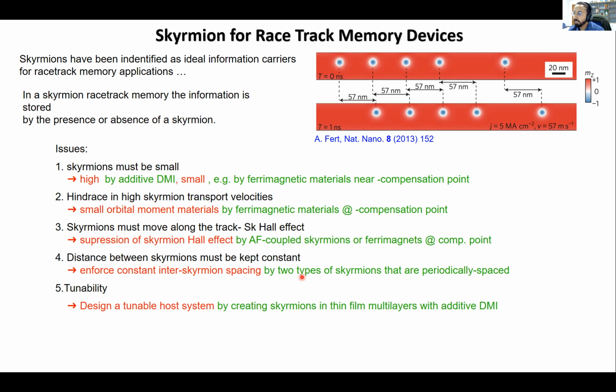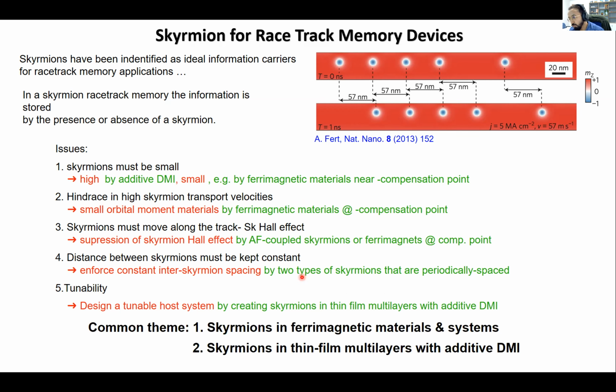And there are two common themes that come out of it. One is that skyrmions in ferrimagnets seem to be a good idea. And the second is skyrmions in thin film multilayers with additive DMI. So using these two common themes, we start our work.